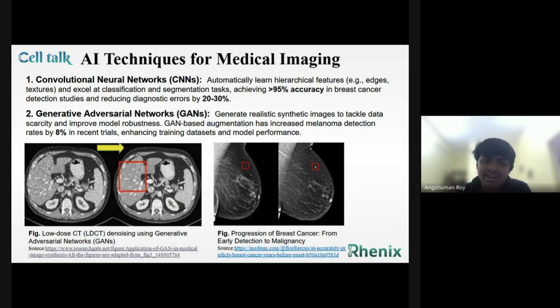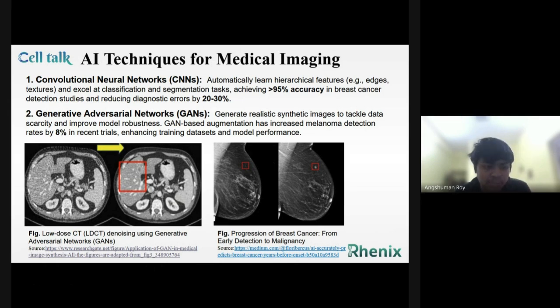They excelled in classification and segmentation tasks, achieving more than 95% accuracy in breast cancer detection and reducing diagnostic errors by 20 to 30%. Then came the advent of GANs, generative adversarial networks, which generate realistic synthetic images to tackle data scarcity and improve models' robustness. GAN-based augmentation has increased melanoma detection rates by 8% in recent years, enhancing training datasets and models' performance.